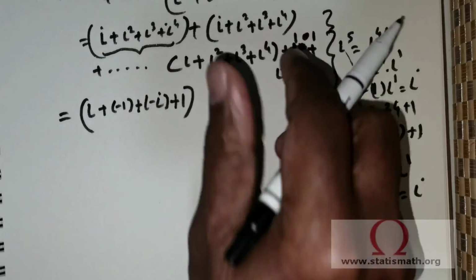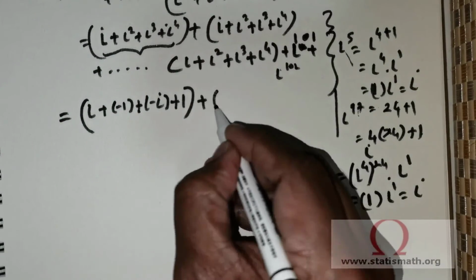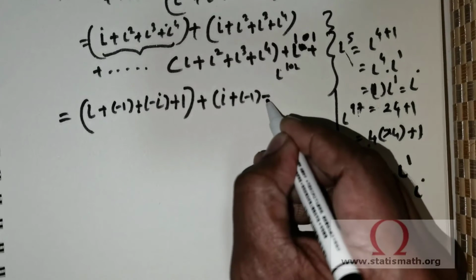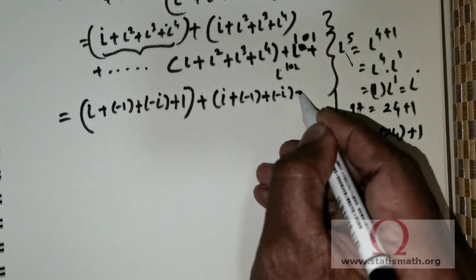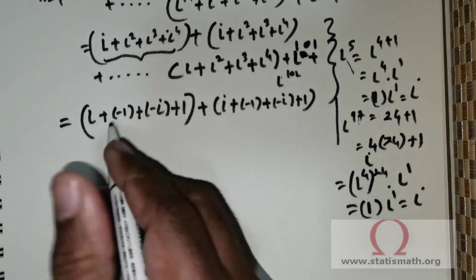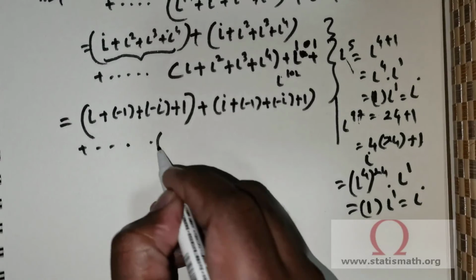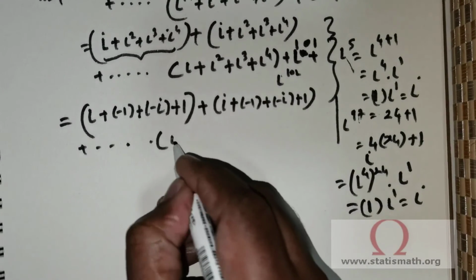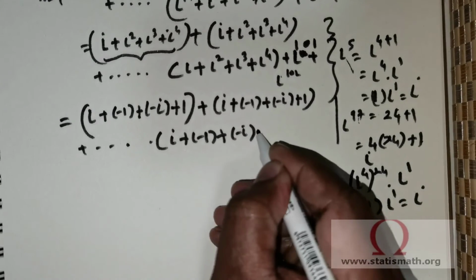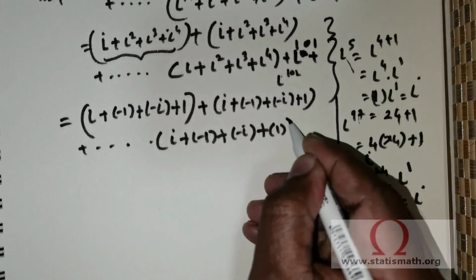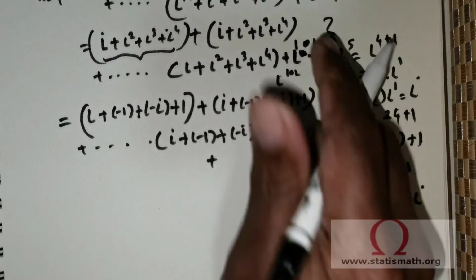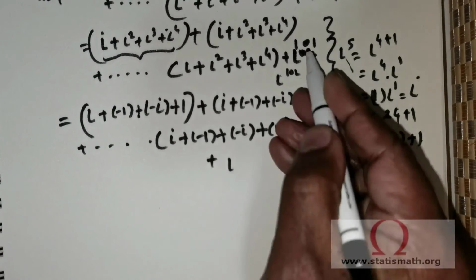The same would be repeating. For the second set of terms it's going to be i, positive negative 1, positive negative i, positive 1, and so on it goes. Finally you end up with i, positive negative 1, positive negative i, positive 1. So this is what you get for the final set, followed by i raised to the power 101.